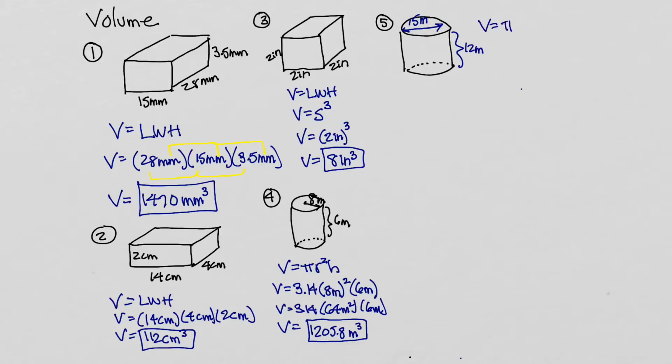The volume is equal to pi r squared h. Now, what is the radius? Well, the radius is half the diameter. So if we take 15 meters and divide by 2, we'll get 7.5 meters. And then substituting in, we're going to get the volume is 3.14 times 7.5 meters squared times the height, which is 12 meters. And this time when I computed, I got 2119.5 cubic meters.